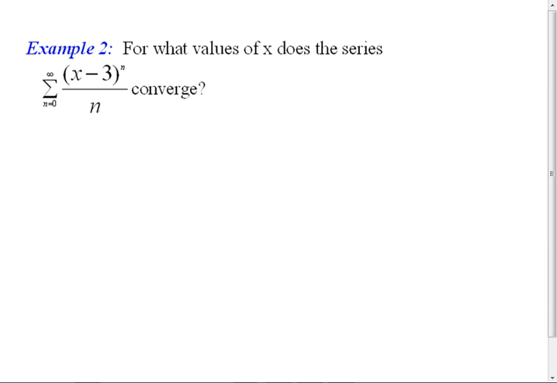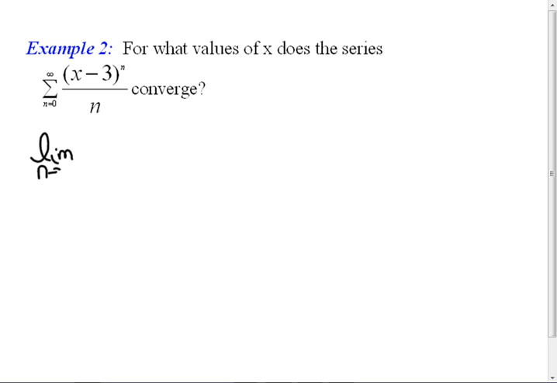Let's do another problem. You need to do it with me. We're going to do the ratio test. Now, this is centered at 3. What if I put x equal to 3 in? Will that converge? Yeah. Are there other values where that will converge? I don't know. A series will always converge at a single point, or over an interval, or everywhere. I've got to do it.